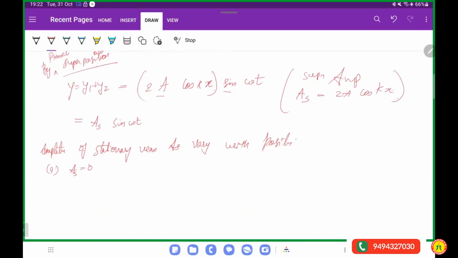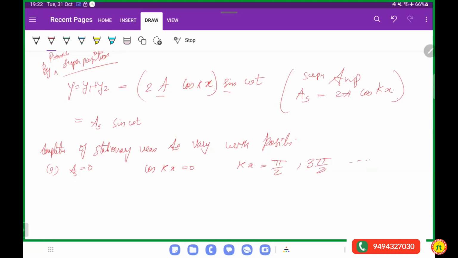If A_S equals 0, then cos kx equals 0. That means kx equals, when cos will be 0, 90 degrees. So let's write here pi by 2. Next, below 90 degrees, then here 3 pi by 2, and so on.